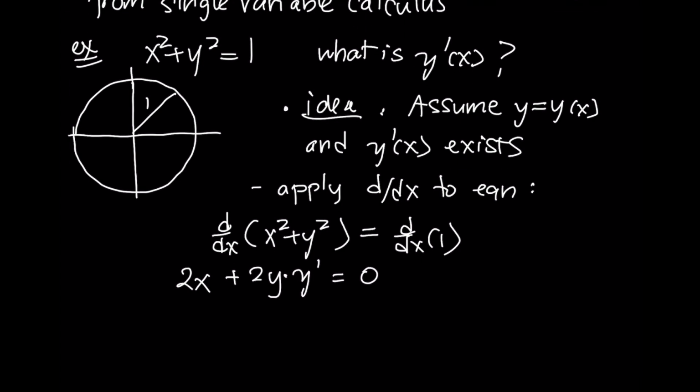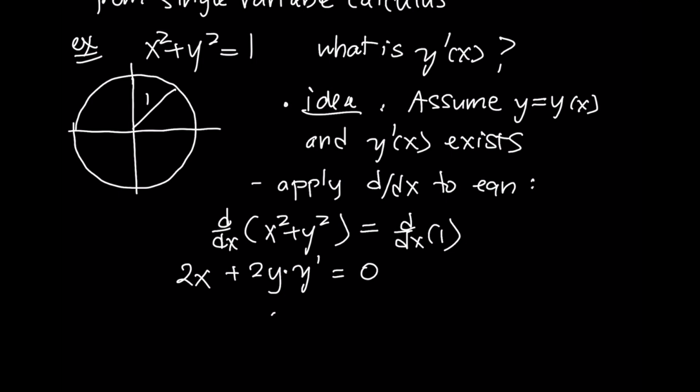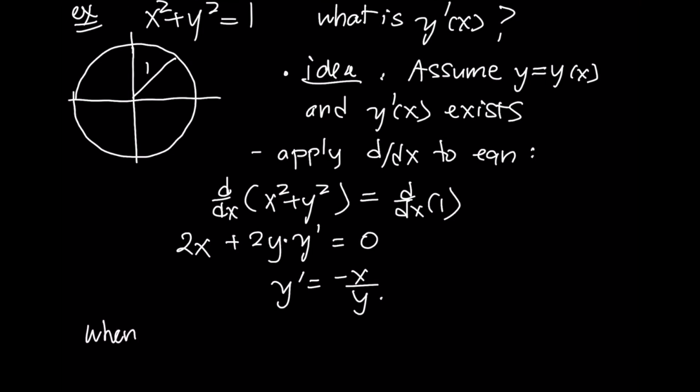So what this did was it allowed you to solve this algebraic equation for y prime, and you would get negative x over y. So the answer wasn't written as an explicit function of x, because ultimately we didn't know what y was as an explicit function, but regardless, we were able to find an expression. When can this technique be applied?